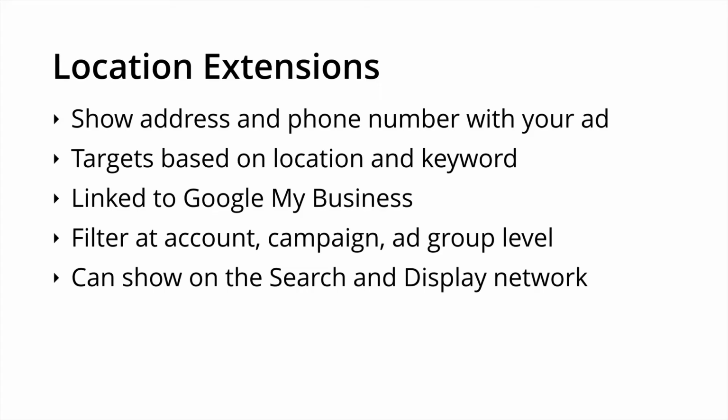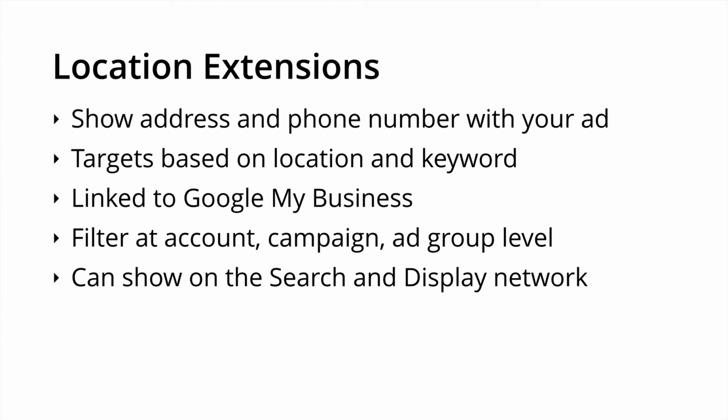Then we have location extensions. This shows address and phone number details along with your ads, and it's automatically going to be targeted based on the searcher's location and the keyword that they're using. You can link up to Google My Business to pull in address details automatically, and on top of this you can actually filter addresses. So if you are managing multiple locations for your organization, you can filter them at account, campaign and ad group level if you wanted particular addresses to show at those particular levels.